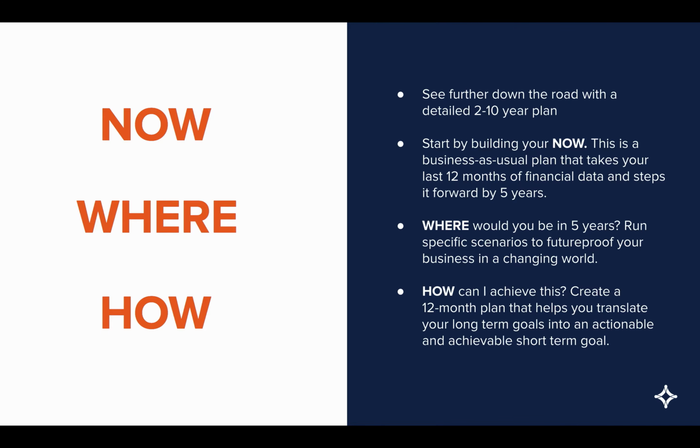The where is your tailored scenario plan for any future event. This could be a goal you may currently have, such as selling certain portions of the business, or succession planning to help the next generation take over. You can also plan for a rainy day or emergency and make sure your business can stand up against a crisis or price fluctuations in the market. The how is the 12-month plan that helps you translate your long-term goals into an actionable and achievable short-term goal.